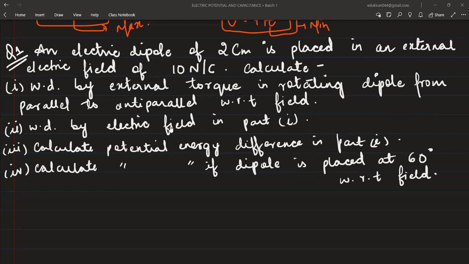Not just copy the question answer. See, it's direct. Dipole is given, electric field is given. Now you just have to fit in the angles.